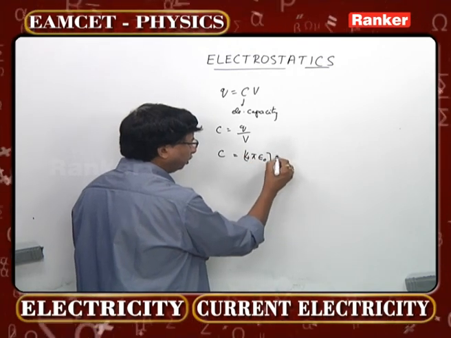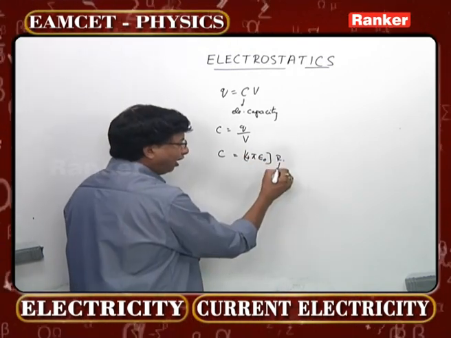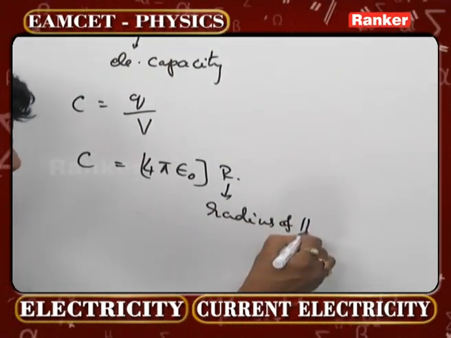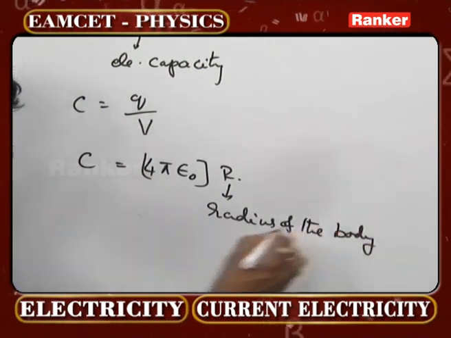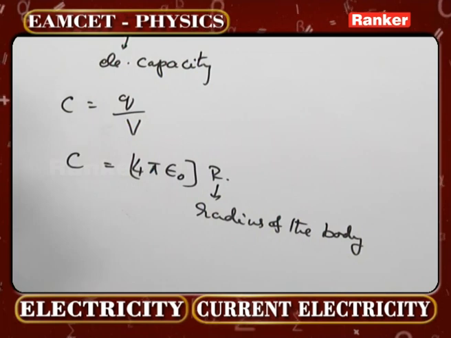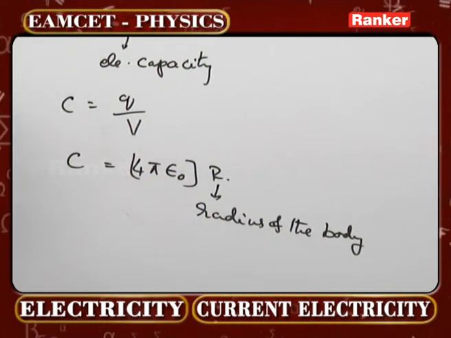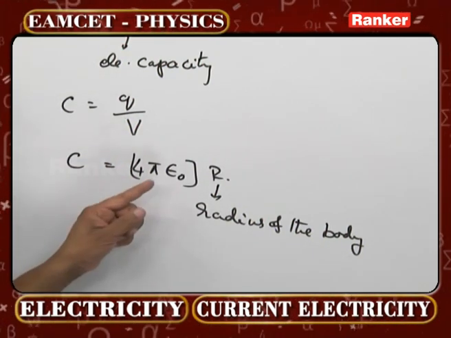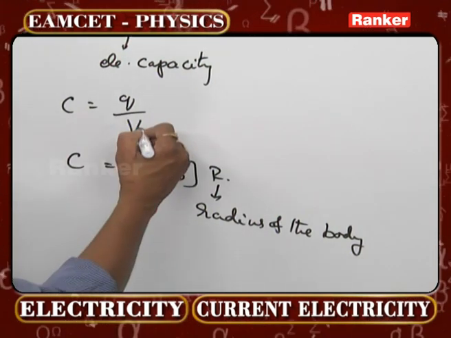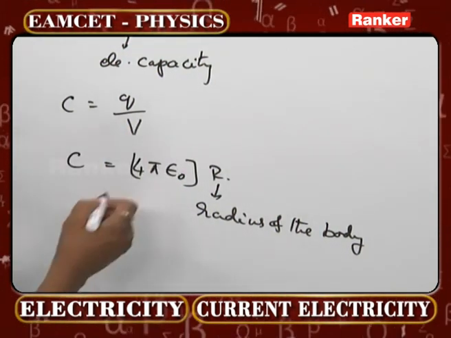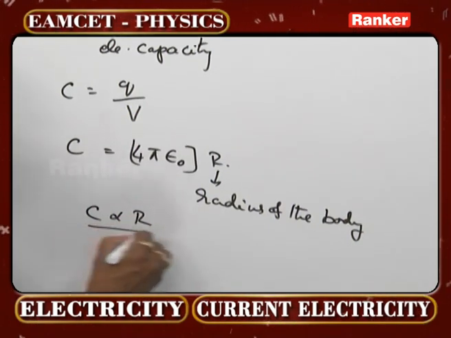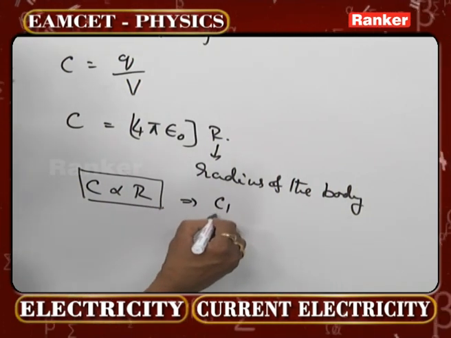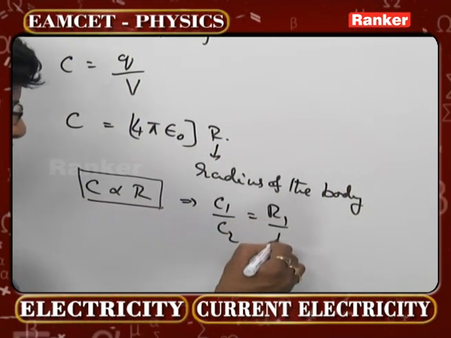But of course we all know the capacity of a spherical object, we used to write that as 4 pi epsilon naught into R. R is nothing other than the radius of the body. So what we should understand in this case is, every body can have capacity, but a body has got charge also by any chance. Then the body, in addition to capacity, will have even potential also. That means what you can understand, C is proportional to R. This is the basic relation. Therefrom you can write C1 by C2 is equal to R1 by R2.